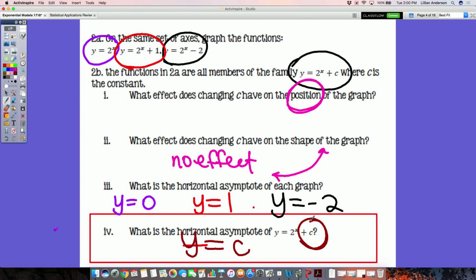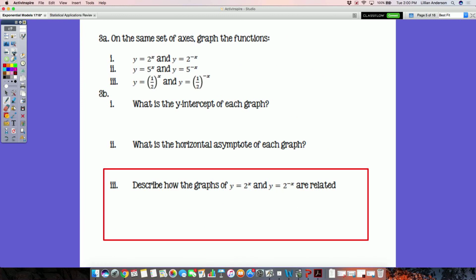Questions? How are we doing so far in this investigation? Better than the first time? Okay.